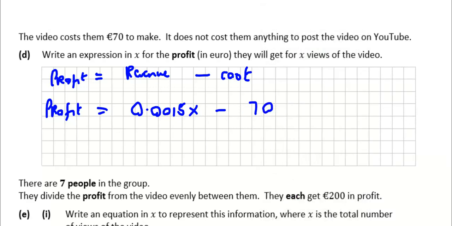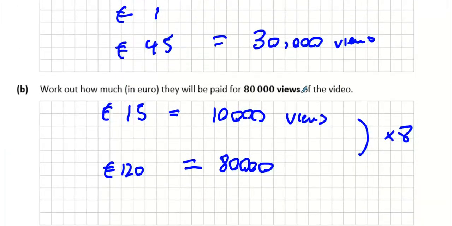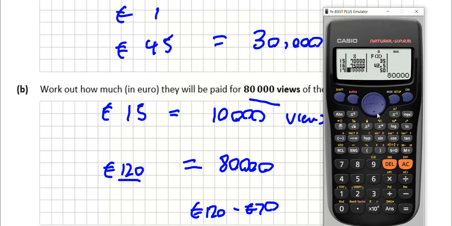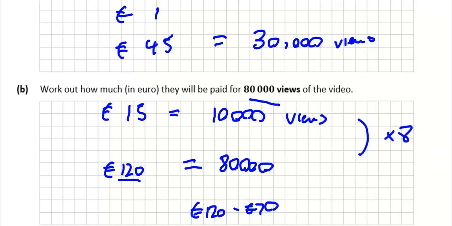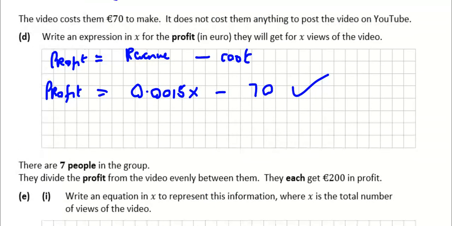So if we just check something from earlier, remember that we get paid €120 for 80,000 views. So for 80,000 views, it should be €120. Take away the €70 needed to produce the video. It should be 50. So I'm going to check 80,000 on my calculator to make sure my equation is correct. And lo and behold, it is €50 profit for 80,000. Okay, so this formula works.